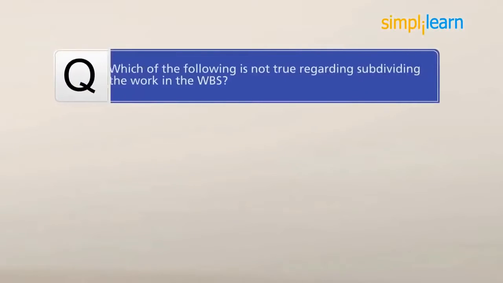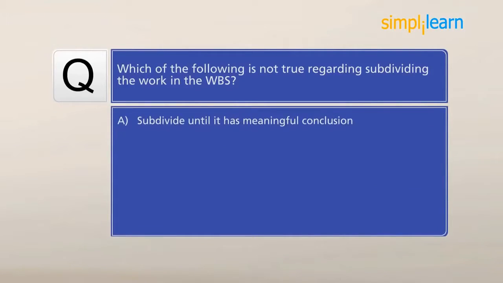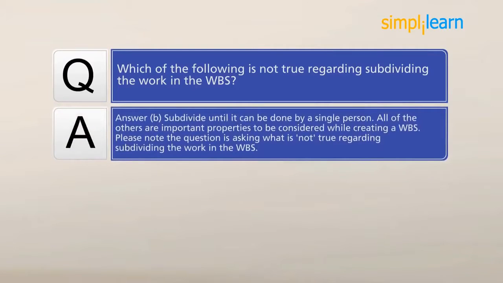An example of a question asked in this phase would be, which of the following is not true regarding subdividing the work in the WBS? A, subdivide until it has meaningful conclusion. B, subdivide until it can be done by a single person. C, subdivide until it cannot be logically subdivided further. Or D, subdivide until it can be accurately estimated. The answer is B, subdivide until it can be done by a single person. All of the others are important properties to be considered while creating a WBS.